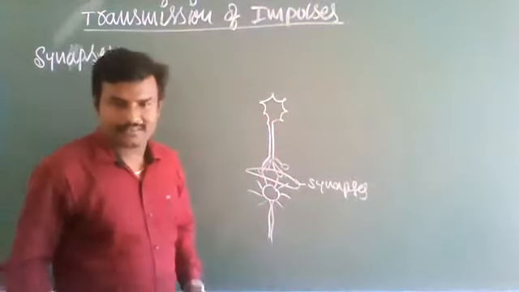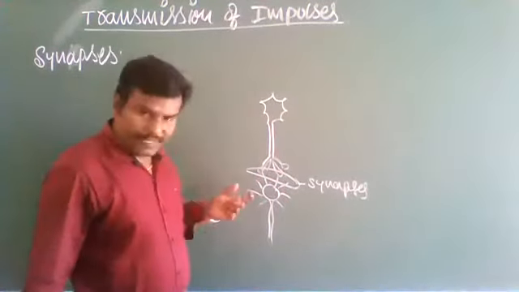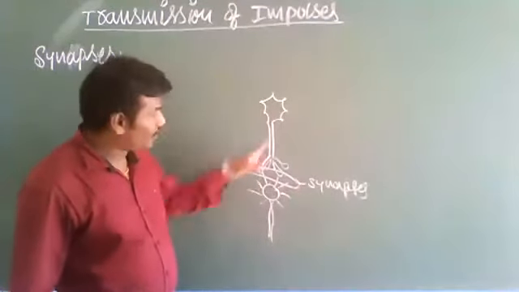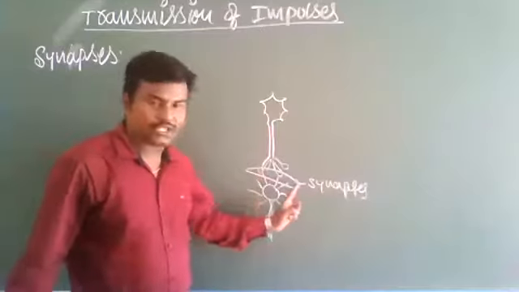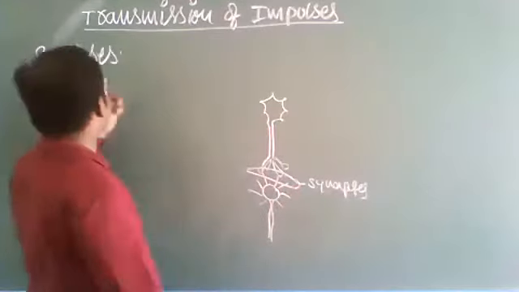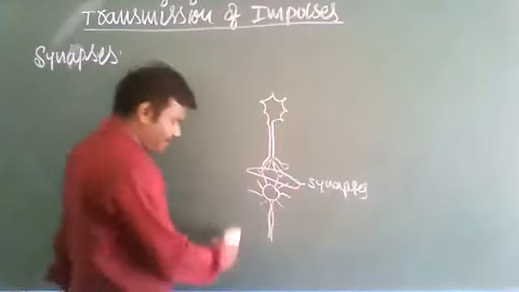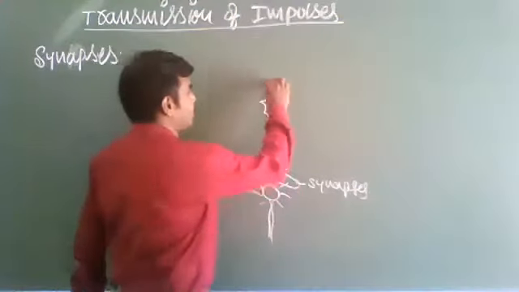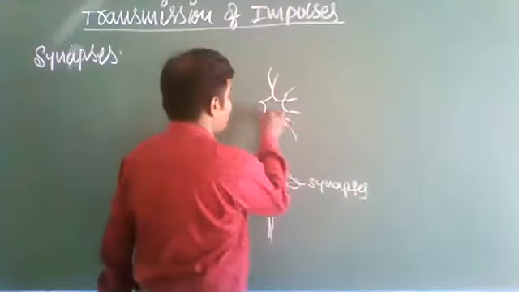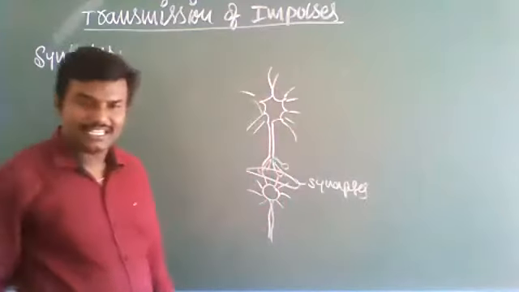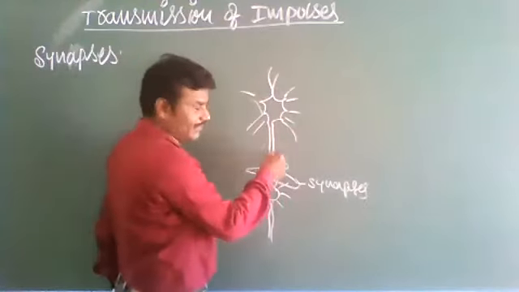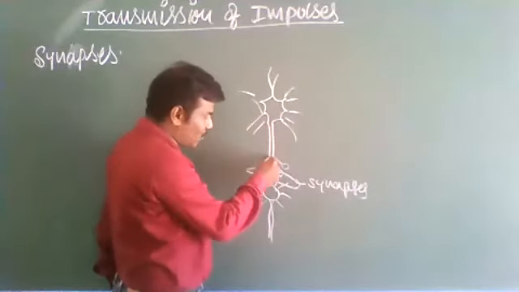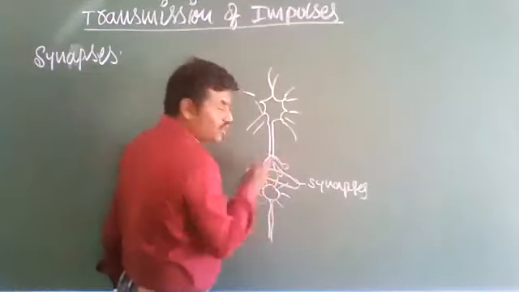Nerve impulse transmits from one neuron to another neuron through junctions. These junctions are called synapses. So, an action potential, already we discussed that. An action potential is transmitted. An action potential passes down and reaches the end region.